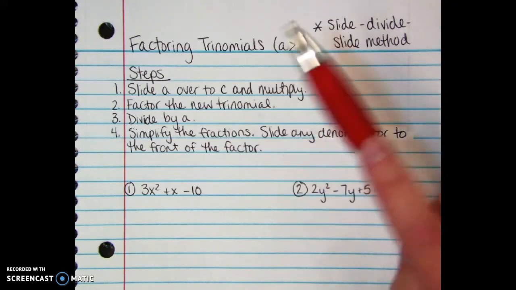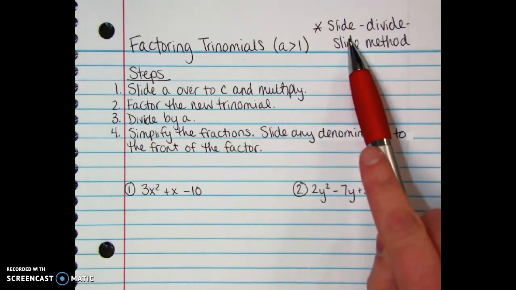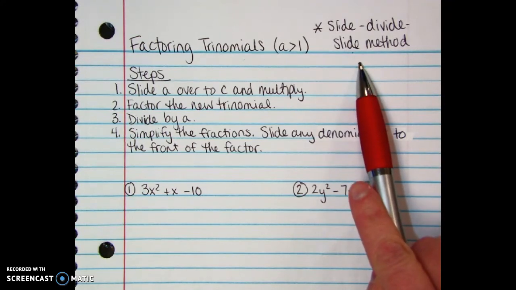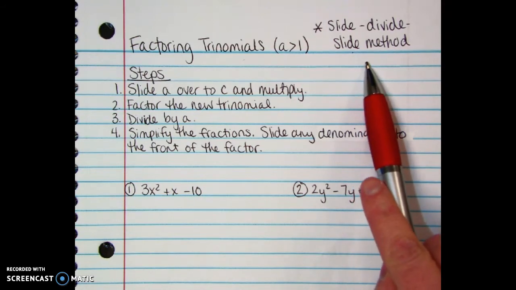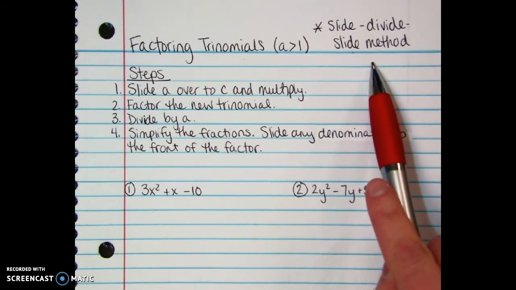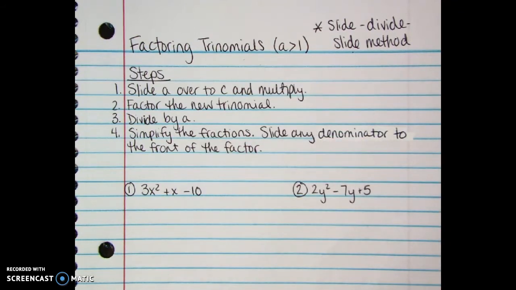Okay, these notes are also on factoring trinomials when a is greater than 1. Yesterday you learned the grouping method, and today we are going to go over the slide, divide, slide method. A lot of people who struggled with yesterday's topic or method seem to do a whole lot better with this one. We do have 4 steps that you need to write down, so pause this while you're writing it down.